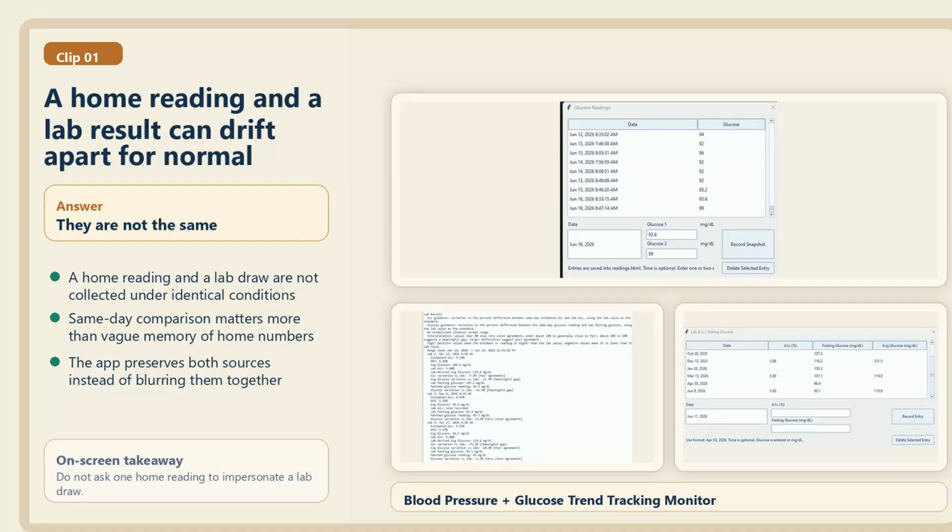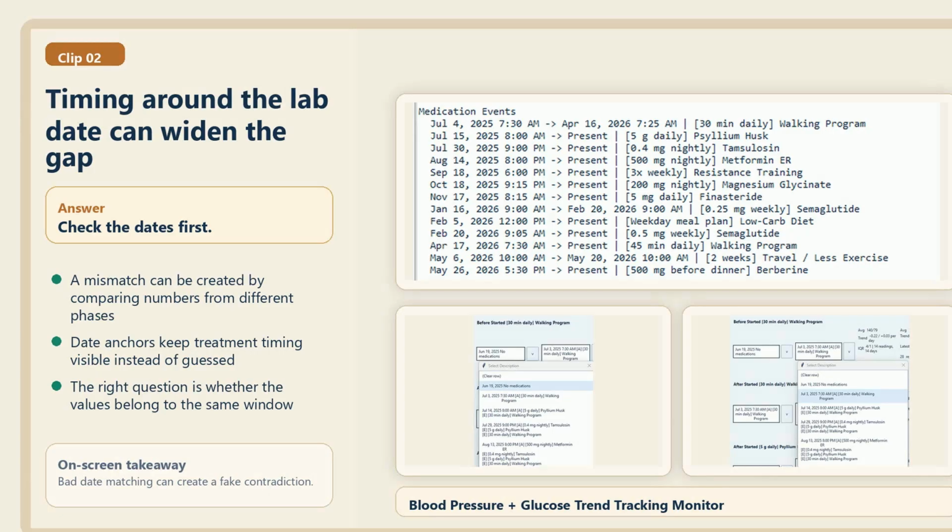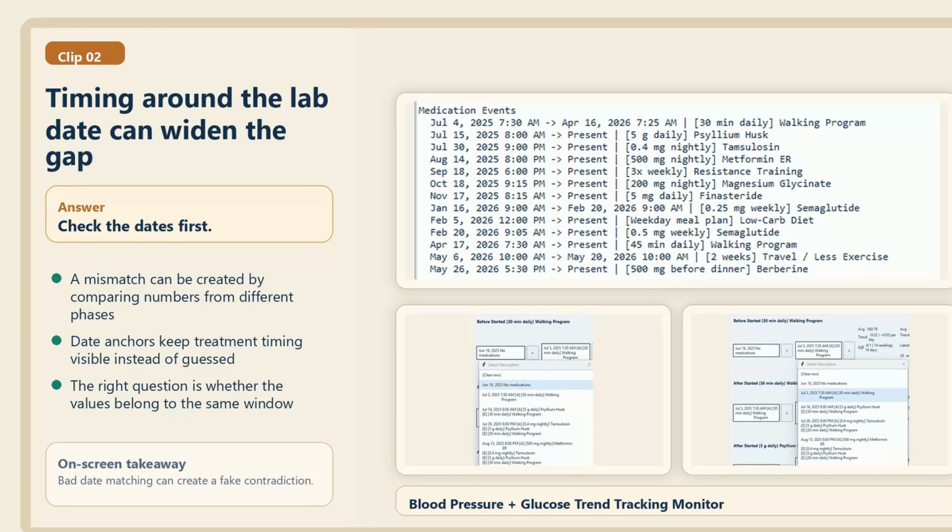Timing around the lab date can widen the gap. Timing is the next big reason for a mismatch. The medication events list and begin and end range selectors help you anchor the lab date inside a real treatment phase instead of comparing it to a home reading from some other part of the year. That matters because a glucose value taken before a medication start, after a diet change, or during a different routine can look inconsistent when the real problem is that the dates do not belong to the same phase.